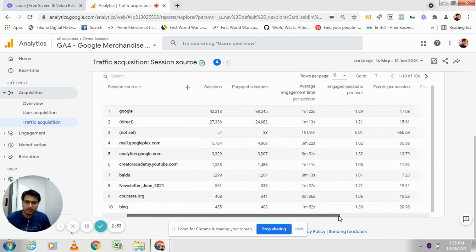Then, an important thing, average engagement time per session. The higher the engagement time, the better it is. But it is not always true. For example, there is a thank you page. On the thank you page, it's only written thank you. So whoever comes to that page after filling up a form won't stay there for long. Four or five seconds is enough. So if you think that page is not performing well, that's not correct.